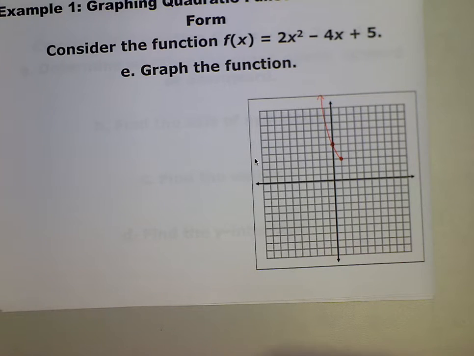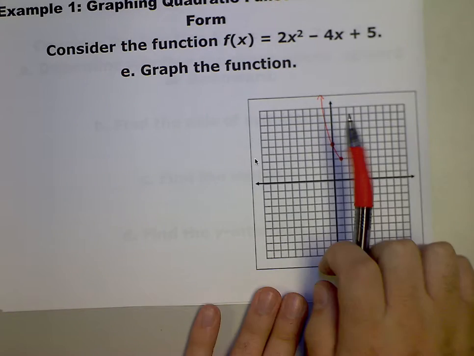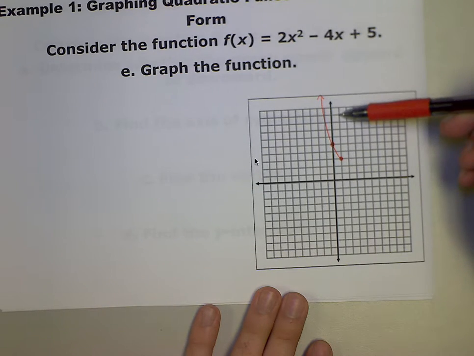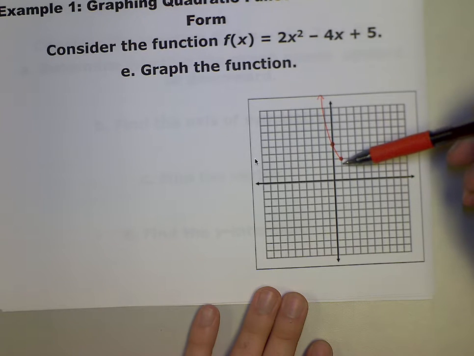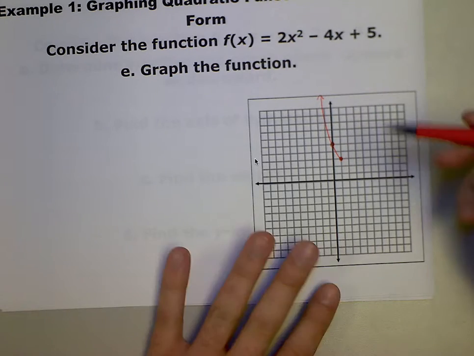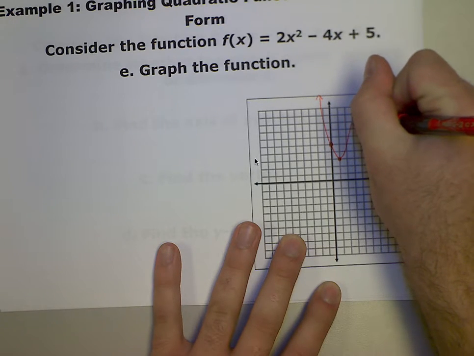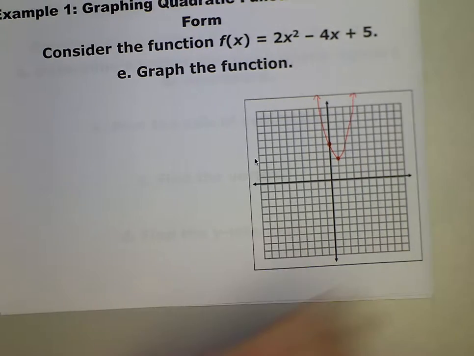Notice that I just drew half of my parabola here. Now I know that it's symmetric across that line, x is equal to 1. So across this line here, it's going to look the exact same. So I'm going to use that fact that this is symmetric across and draw in the other half of my parabola.